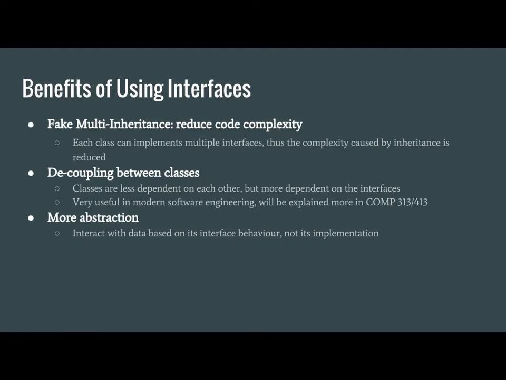Another benefit of this is it decouples classes. If we make a class directly inherit from another class, it makes the two classes tightly bonded. But if we make an interface between them, it will make them only dependent on the interface instead of directly dependent on each other. This may be a little hard for you guys to understand, but you will learn more about this in Comp 313 and 413, which is an intermediate object-oriented programming course.